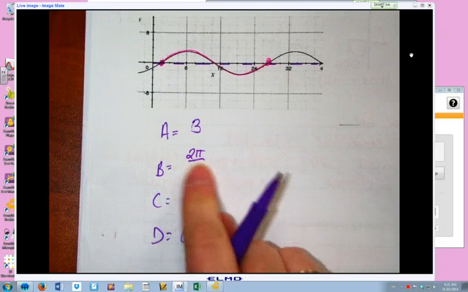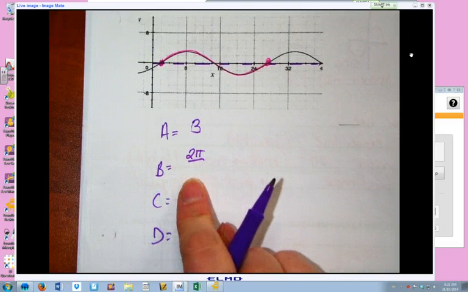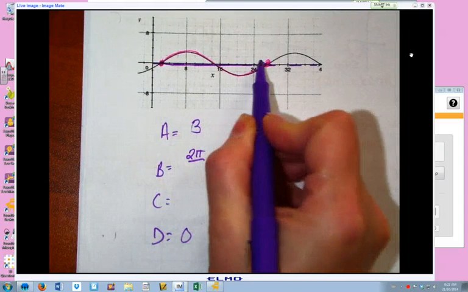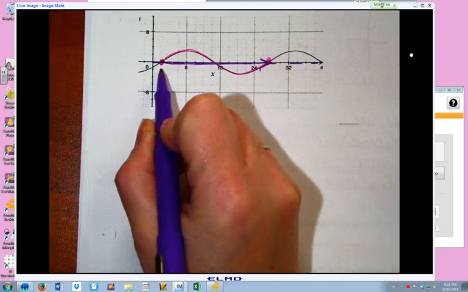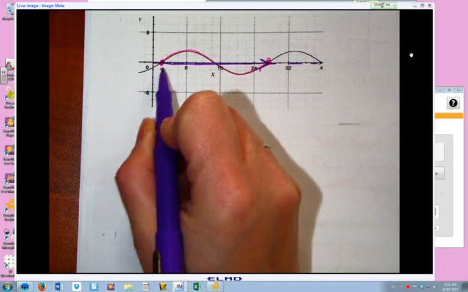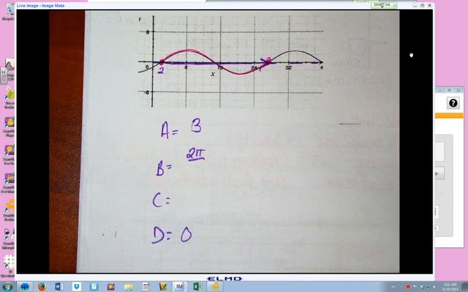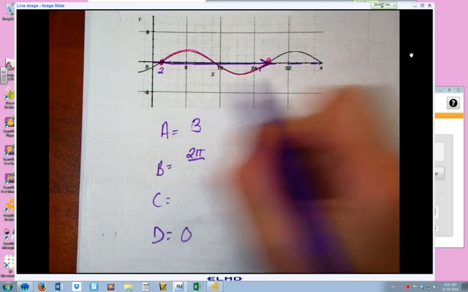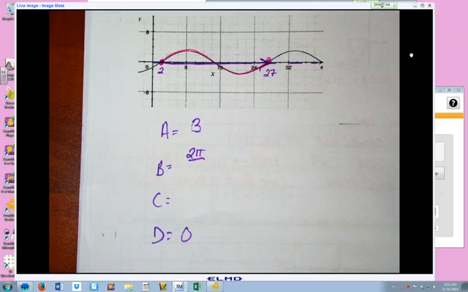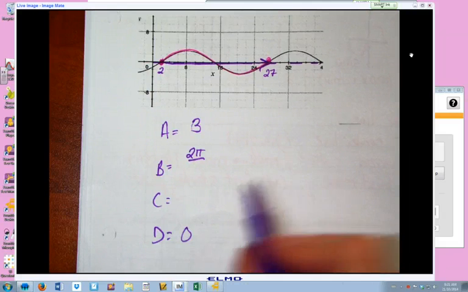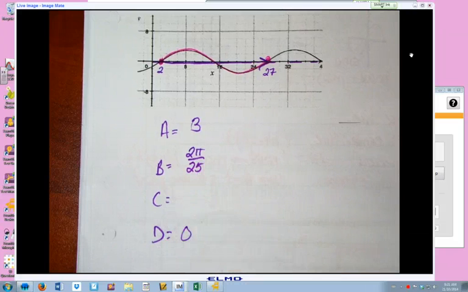How do we find the number on the bottom? It's the period, which is the starting point to the end point, so the distance between one repetition of the graph. Okay, so what value is the starting point at? 2. Confirm. 27. Confirm. So how many units between 2 and 27? 25. Can we reduce 2 on 25? Nope, so we just leave it.